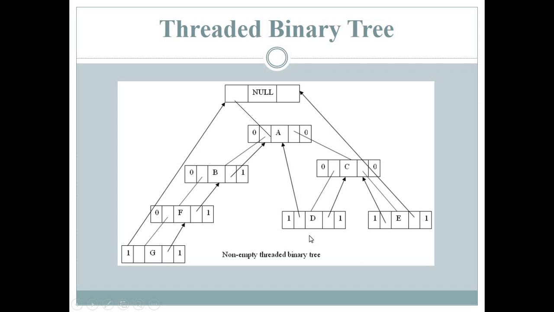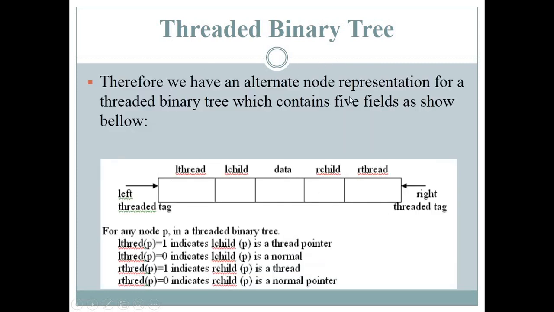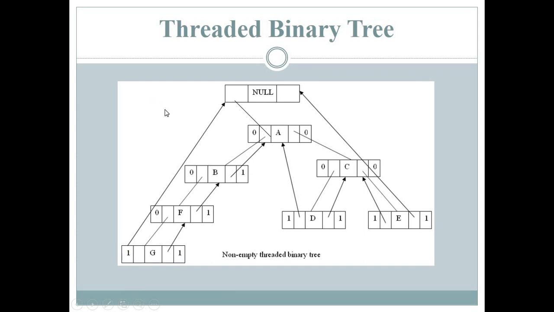Here D does not have any child, so we will put 1 on both sides. E does not have any child, so we will put 1 on both sides. G also does not have any child, so we will put 1 on both sides. Other things are the same as our two-way or one-way threaded binary tree. So this is the threaded binary tree with our data parts and also the flags of left thread and right thread. This will be the most important question for your examination, so this topic is very important.